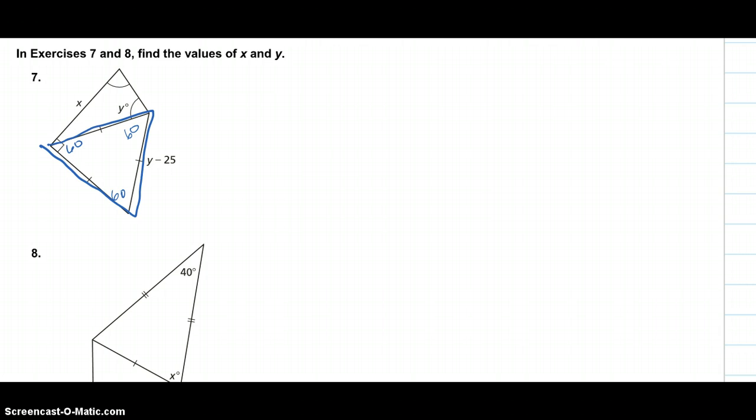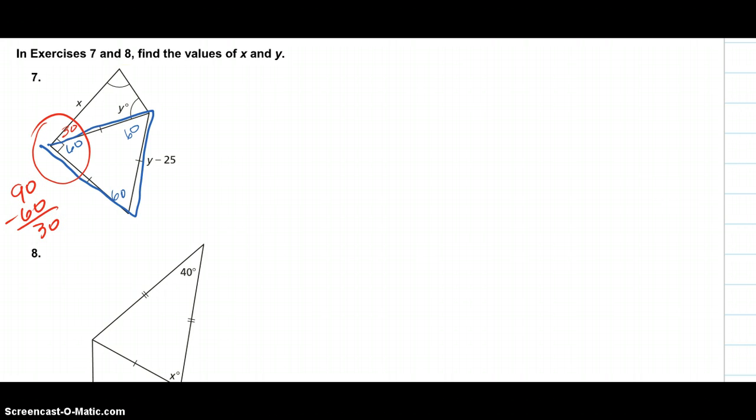Then what I would like you to notice is that this right here is a 90-degree angle, and if we know a piece of it, the 60-degree piece, then we should know that this piece over here in the smaller triangle is 30 by doing 90 minus 60. So 90 minus 60 gave us 30 there.